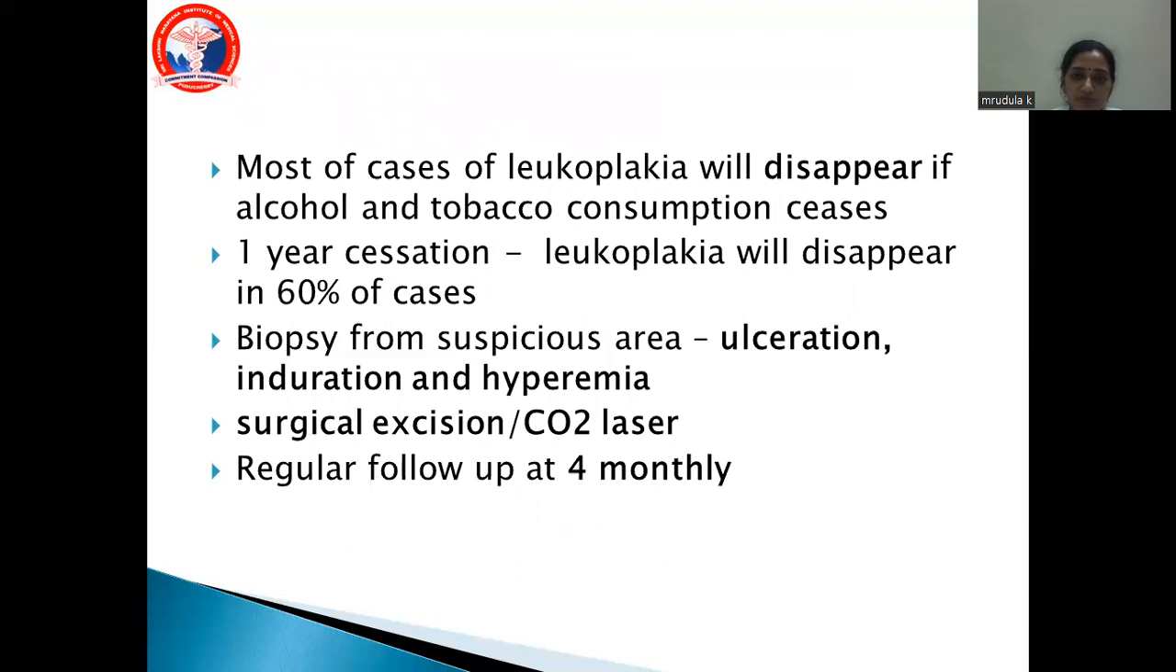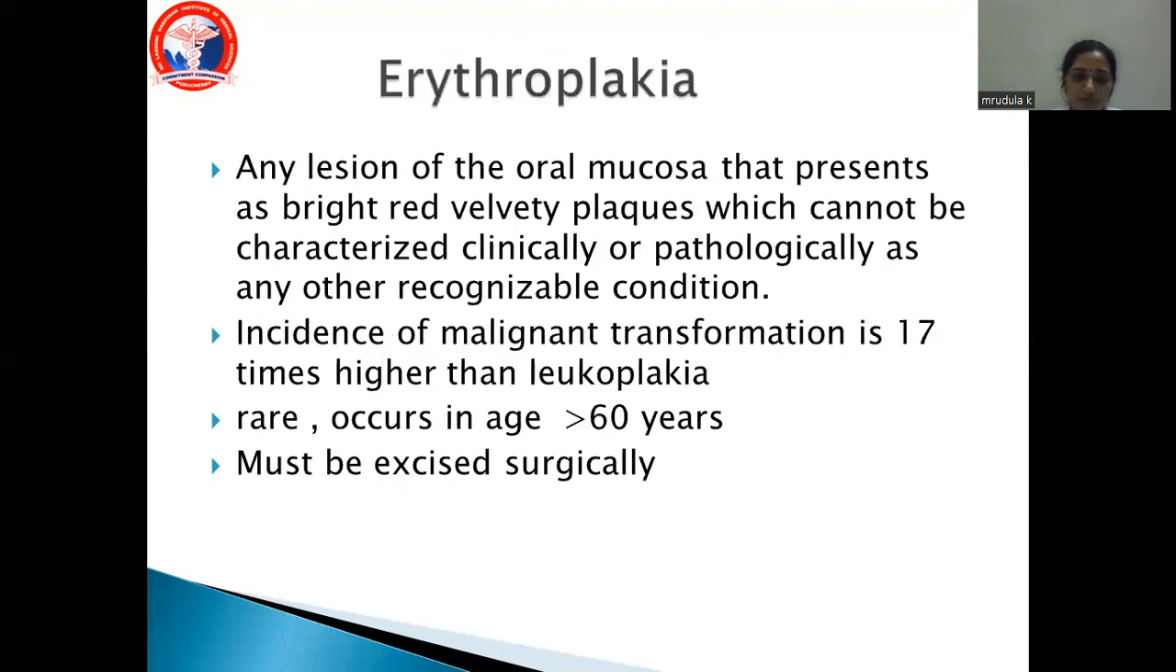Most cases of leukoplakia will disappear if alcohol and tobacco consumption ceases. With 1 year of cessation, leukoplakia will disappear in 60% of cases. Biopsy from suspicious areas is done when there is ulceration, induration, and hyperemia. Surgical excision or CO2 laser can also be used, and patients have to be regularly followed up at 4 month intervals.